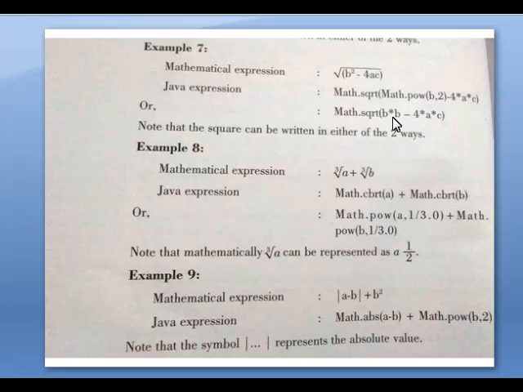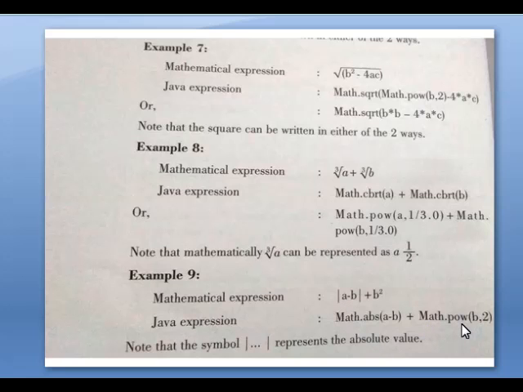The next function is cube root of a plus cube root of b. So it is Math.cbrt of a plus Math.cbrt of b. The next mathematical expression is the absolute value of a minus b plus b square. So you write the Java expression like this: Math.abs of a minus b. This is the absolute symbol. Plus Math.pow of b comma 2.